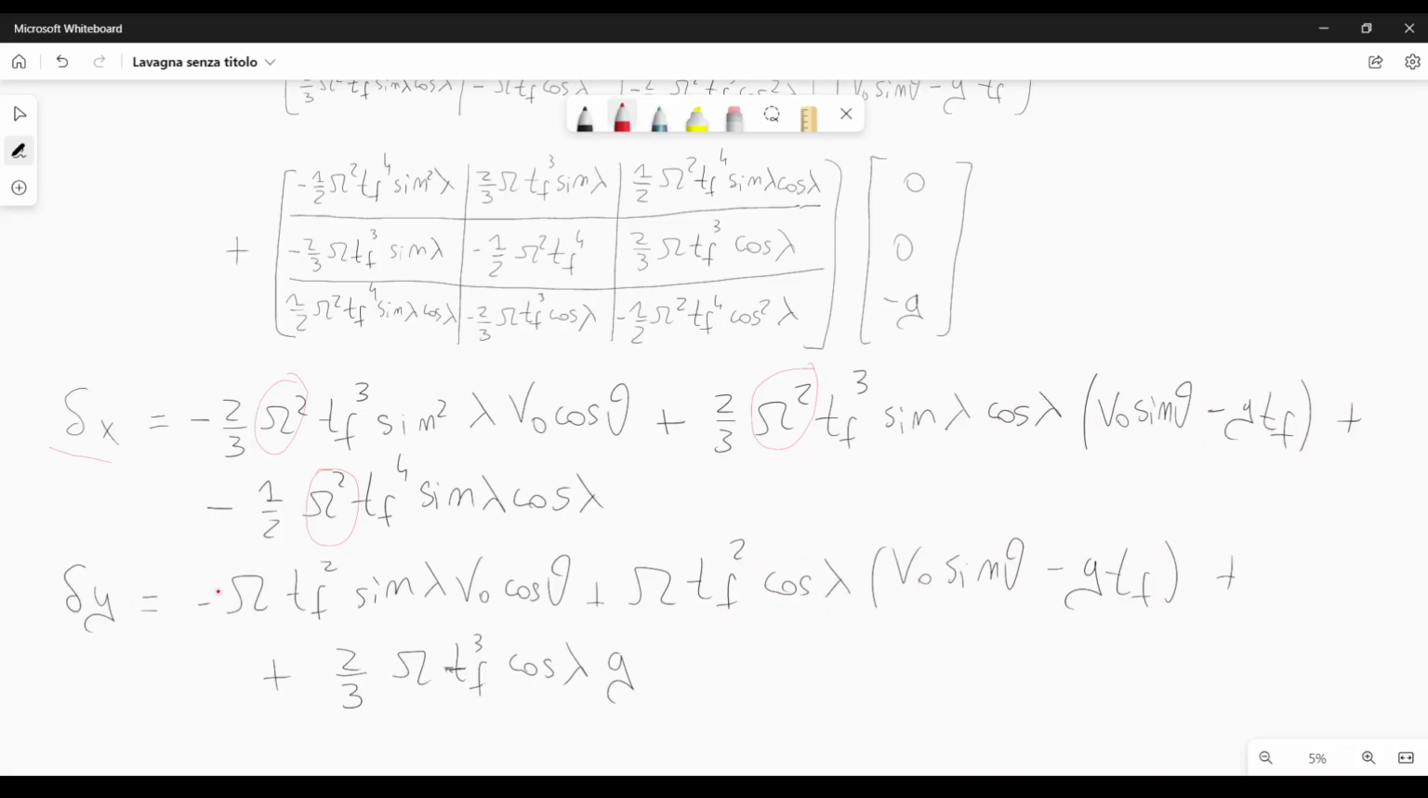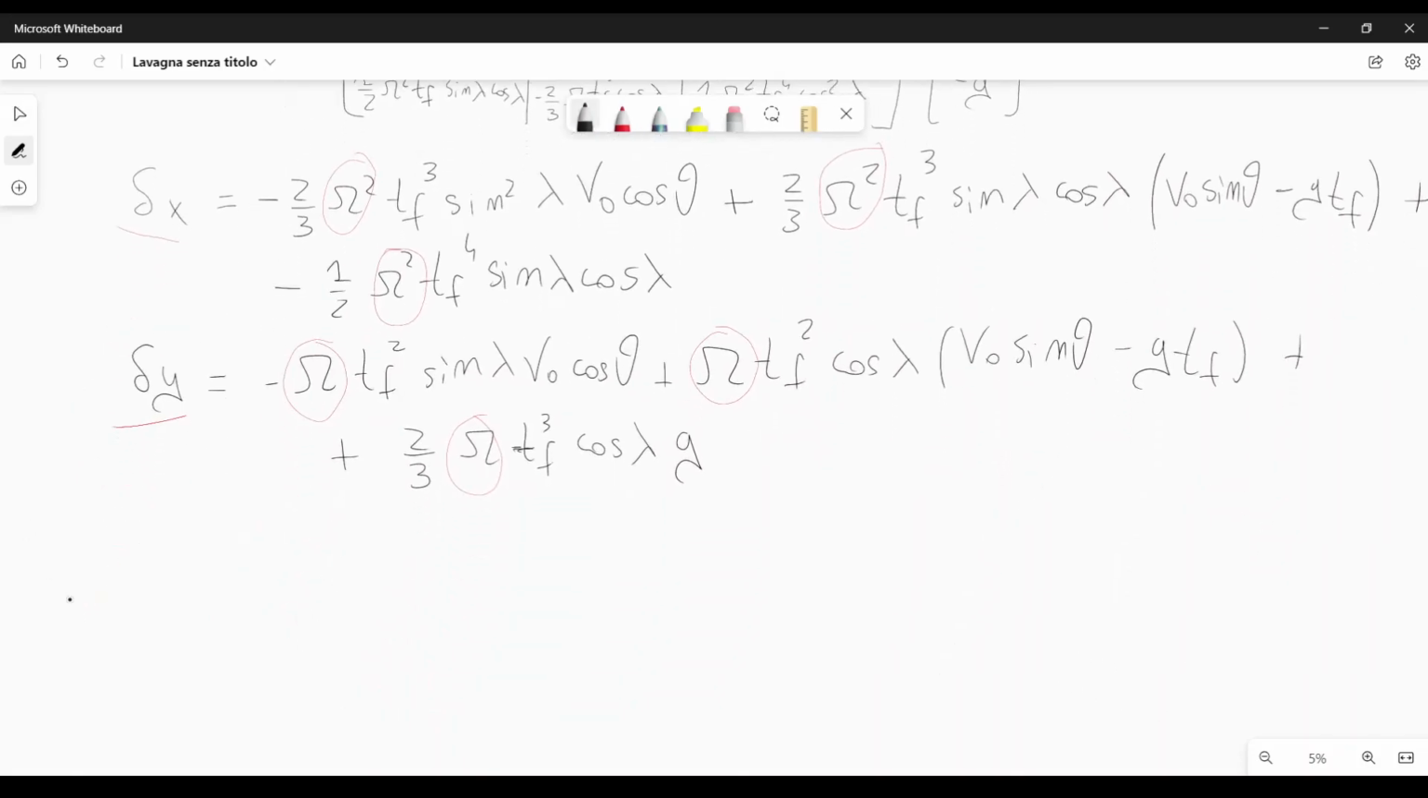And in this case, for the correction to the y-coordinate, we can see that there is a proportionality with omega and not omega squared. So the deviation that we have on the y-coordinate is of a greater order of magnitude with respect to delta x. And finally, you also have the third equation, which is minus v0 sine theta tf plus gtf squared over 2.